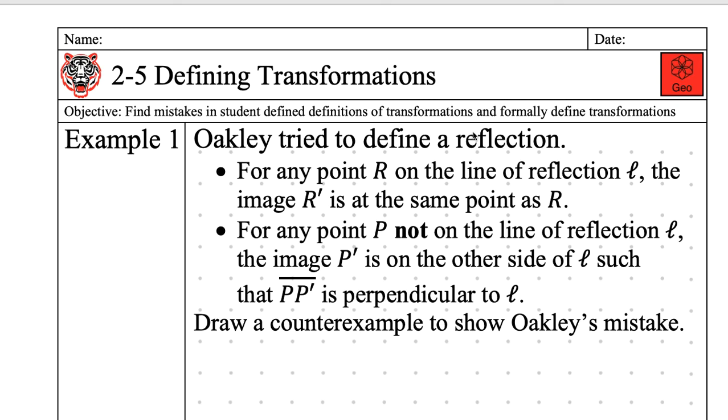All right, we are in Geometry Lesson 2-5, defining transformation. Today's date is Wednesday, September 30th, 2020. Yeah, so defining transformations, what is our objective for the day? Jade? By mistakes, students refine definitions of transformations and formally define transformations.